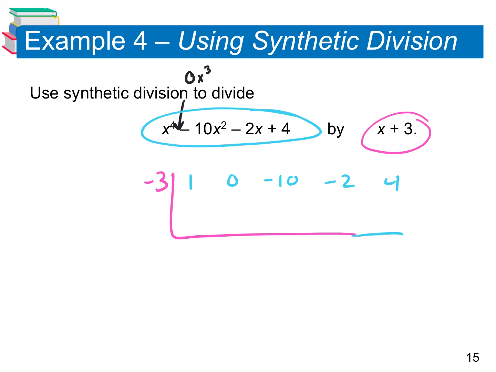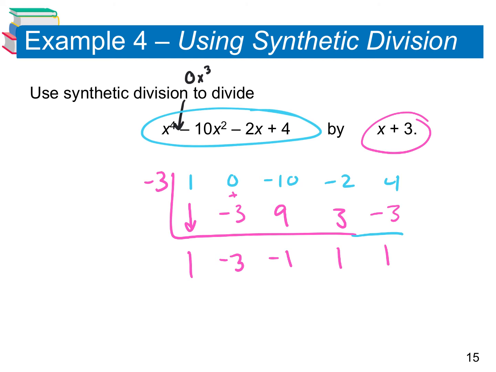What do I do when I start synthetic division? Anybody remember? Bring the first one down. And then on the outside you multiply, so this would be negative 3. Add on the inside, so negative 3. Multiply to get 9. Add negative 1. Multiply 3. Add positive 1. Multiply negative 3. Add 1.